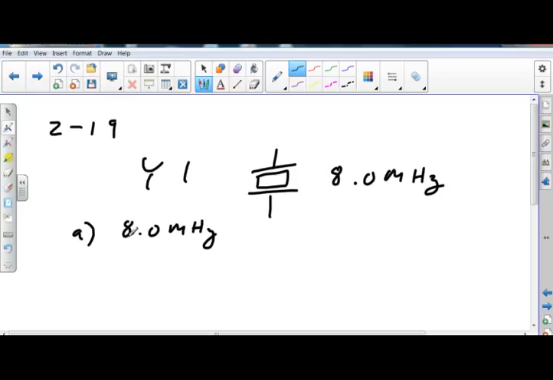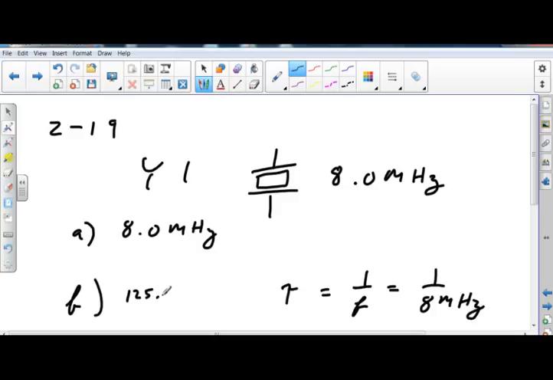Okay, so it's 8 megahertz because the schematic said it was 8 megahertz. All right. What is the period? Well, the period is 1 over the frequency. So I want 1 over 8 megahertz. And we can do that in our head, right? 125 nanoseconds. Is that what it is?